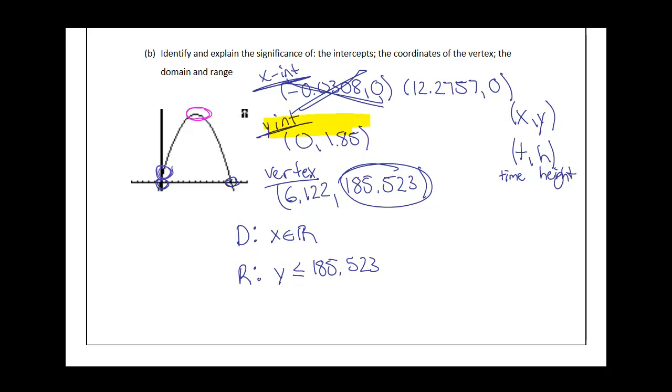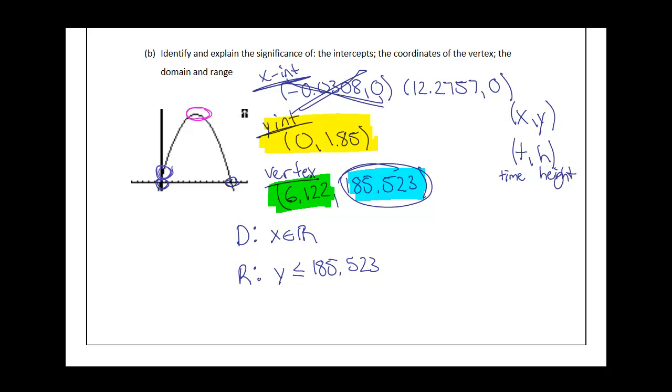That's not going to be our starting point because we want a starting point of 0. Well, our y-intercept here does have a starting point of 0 time. So that would be our initial spot where we were standing. And we were standing at some height of 1.85 meters. Maybe we were standing on top of a ledge or something, and that's where we threw the projectile. Well, as we threw the projectile, it reached a maximum height of 185.523 meters at a time of 6.122 seconds.